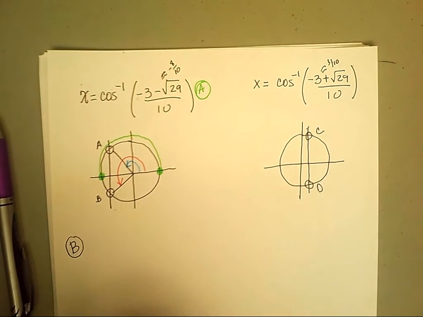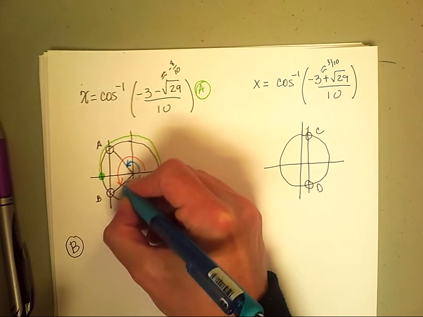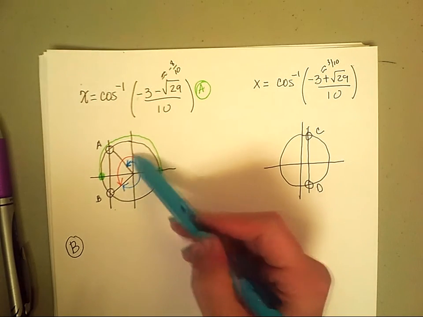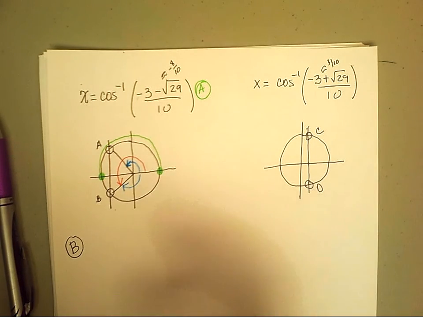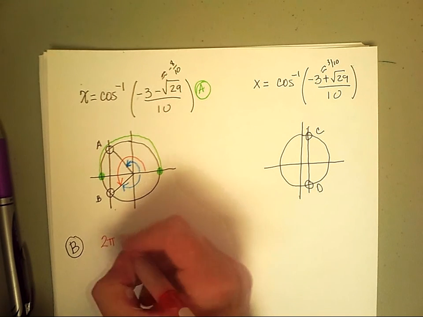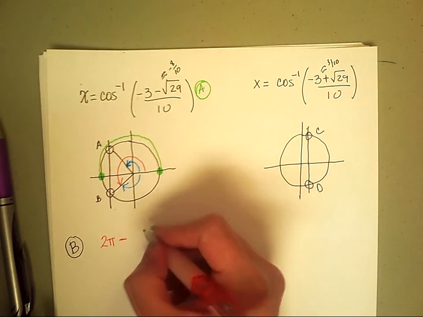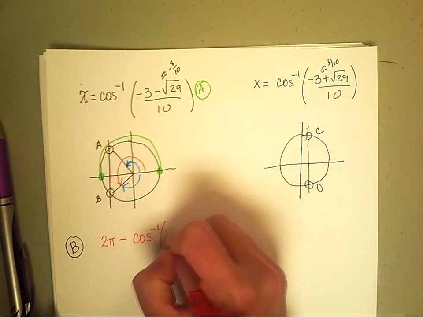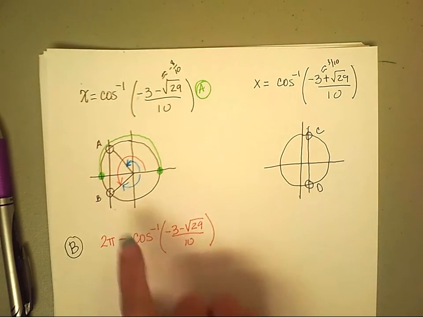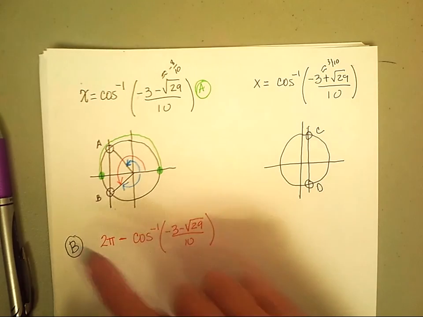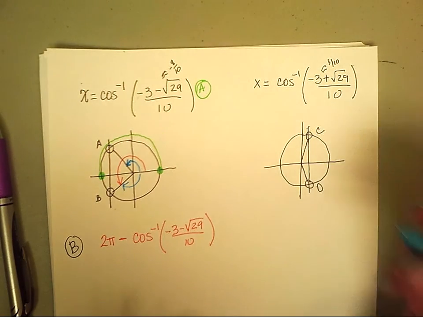So the question is, how do we find B? Remember that the blue angle must be the same in magnitude as this direction. So if I put these two together, the orange plus this blue in magnitude, I would have 2 pi. So if I take 2 pi and subtract off our blue part, which is the inverse cosine, I would have angle B. So far we have angle A and angle B, and now we can do the rest.